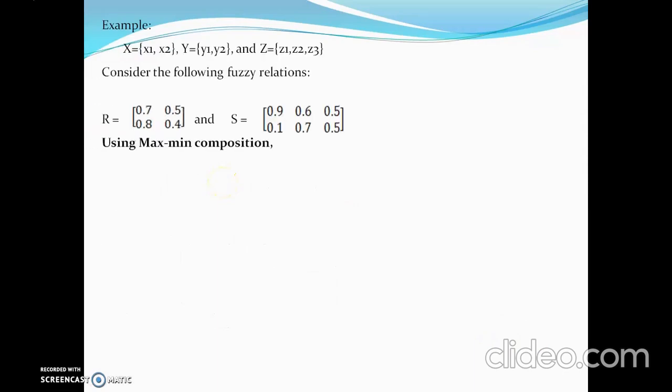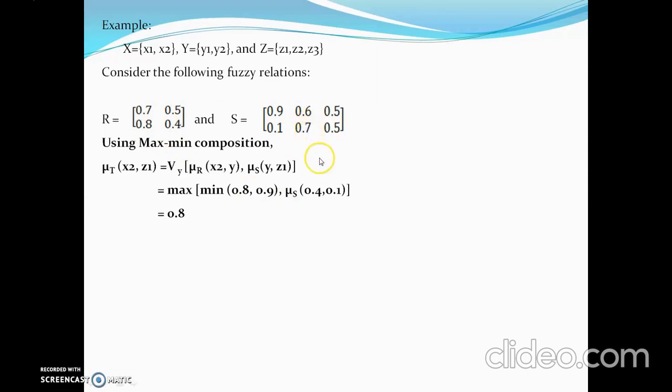Take the same samples. 0.8, 0.9, the value will be 0.8. 0.4 comma 0.1, comparing 0.8 with 0.9, the value will be 0.8. 0.4 with 0.1, the value will be 0.1. Take the maximum value from 0.8 comma 0.1, the value will be 0.8. So take again 0.8 comma 0.4 for the second column of the S relation.